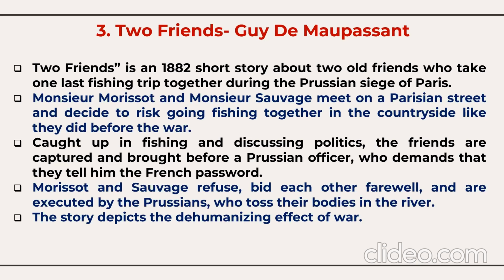Caught up in fishing and discussing politics, the friends are captured and brought before the Prussian officer who demands that they tell him the French password. So they were caught by the officers, and the Prussian officer asks them to give the French password. They both don't give it, and they are executed. They are killed by the Prussians, and their dead bodies are thrown into the river. The story depicts the dehumanizing effect of war.